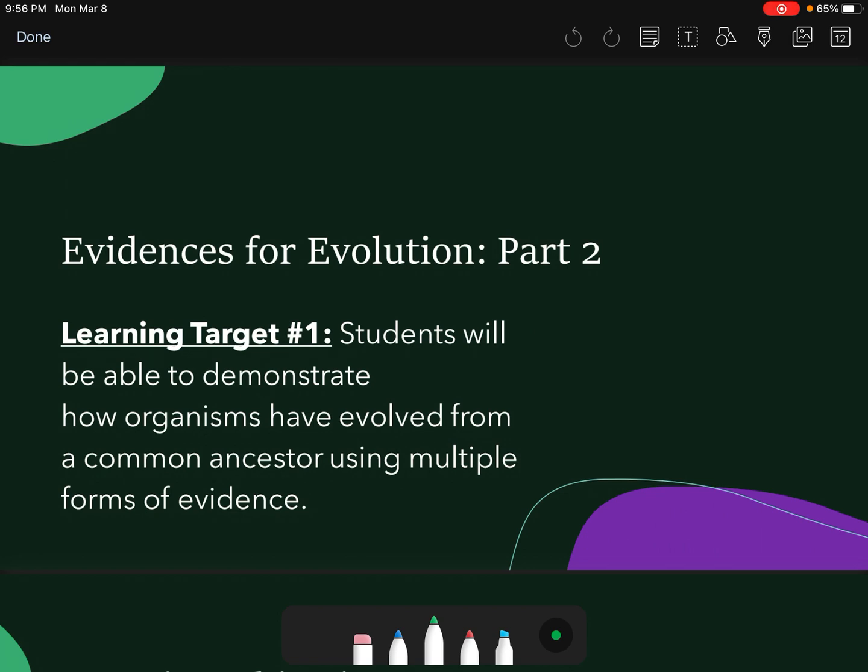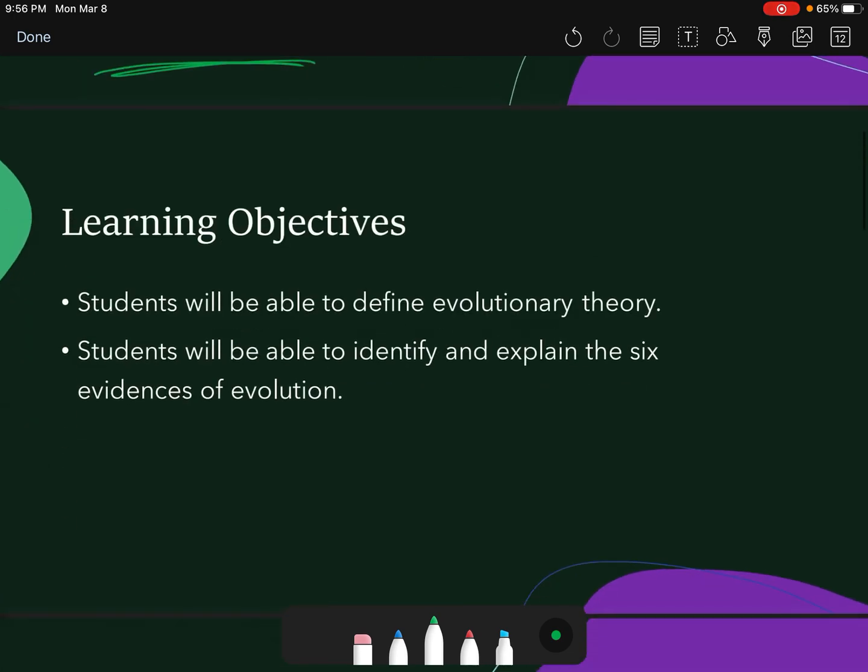Okay, so today we want you guys to be able to demonstrate how organisms have evolved from a common ancestor using multiple forms of evidence. Today we're going to talk about the other two forms of evidence, so these notes should be a heck of a lot shorter than the notes for Evidences for Evolution Part 1.